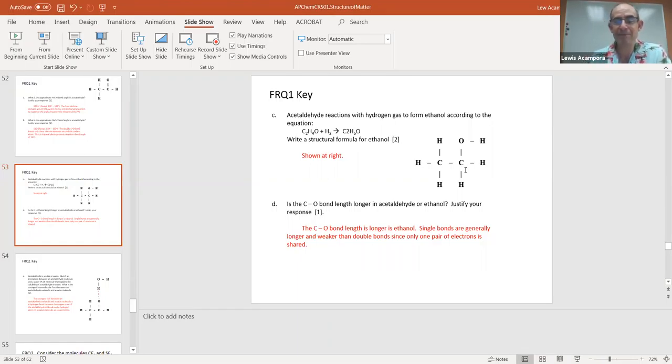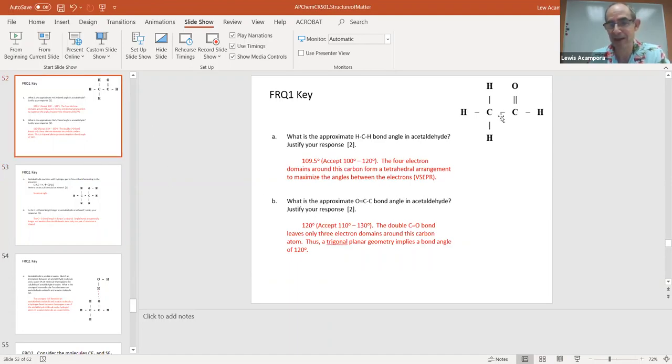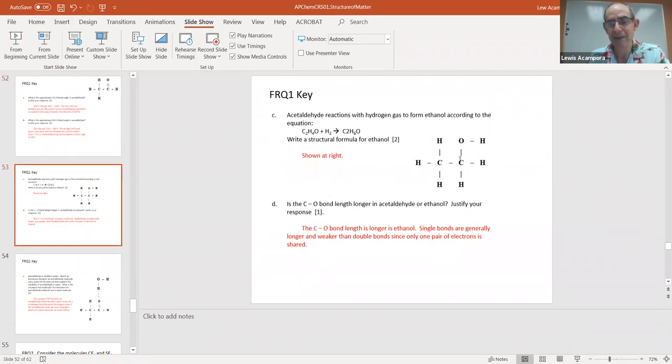And then you might ask about bond strengths or bond lengths. And again, very simply, the acetaldehyde carbon-oxygen bond is a double bond, and the ethanol carbon-oxygen bond is a single bond. This one will be weaker and longer.